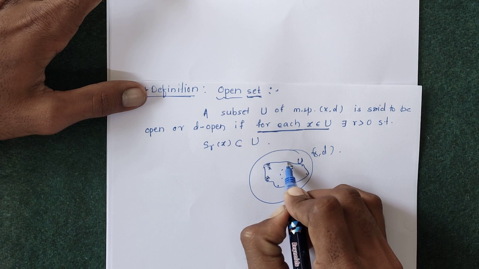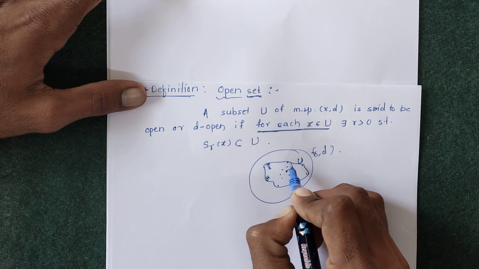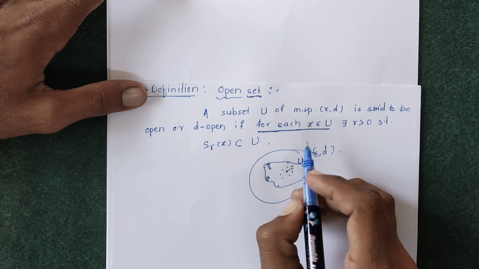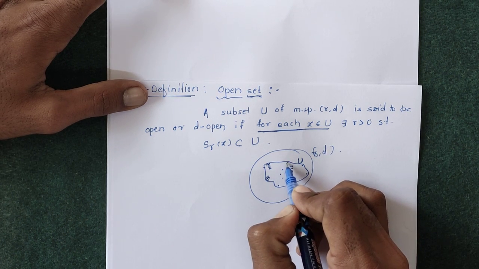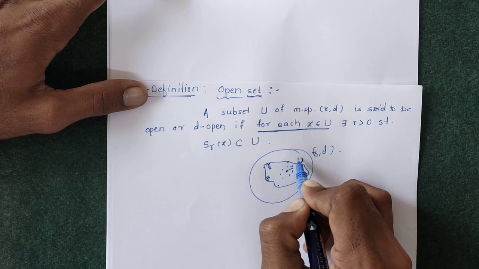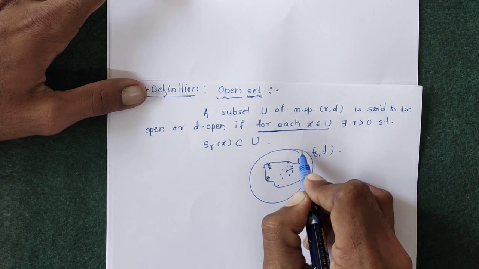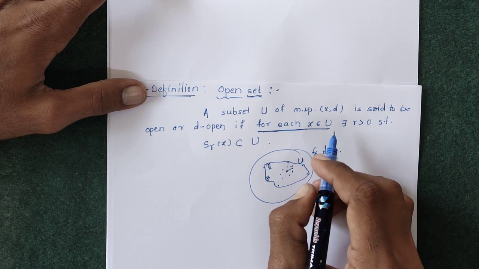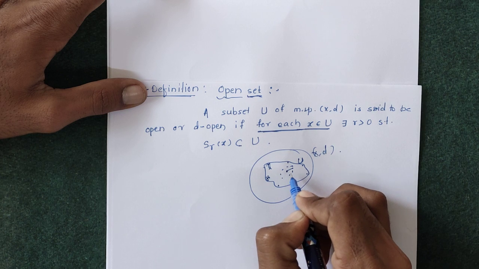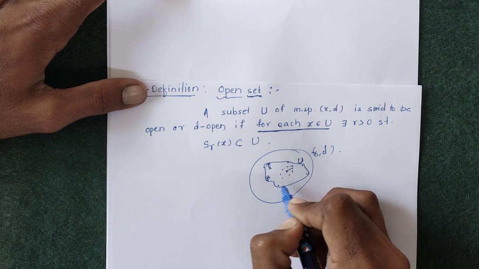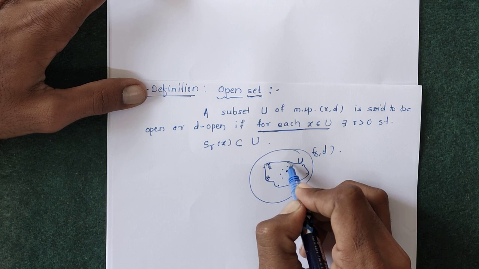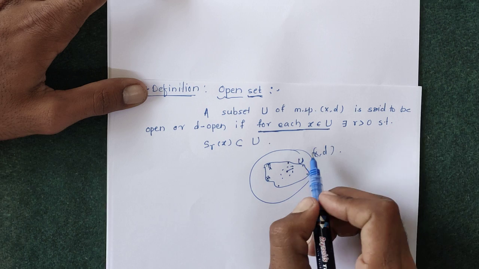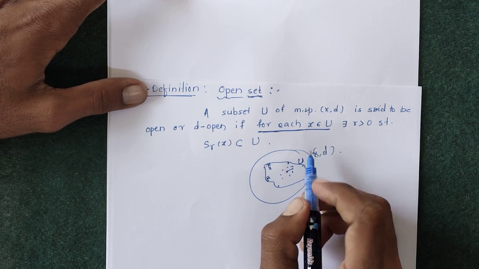The radius must be greater than 0, so it may be 0.00001. If we take this x which is very close to this boundary, then the distance between this boundary and this x is very small, but if we consider that distance and draw the open sphere, then that open sphere is totally contained in U, so we can say that U is an open subset of metric space (X, d). This U is said to be an open subset of metric space (X, d) if for every element of that set, if we draw the open sphere centered at any element, then that open sphere must be totally contained in U. Then we can say that this U is open.